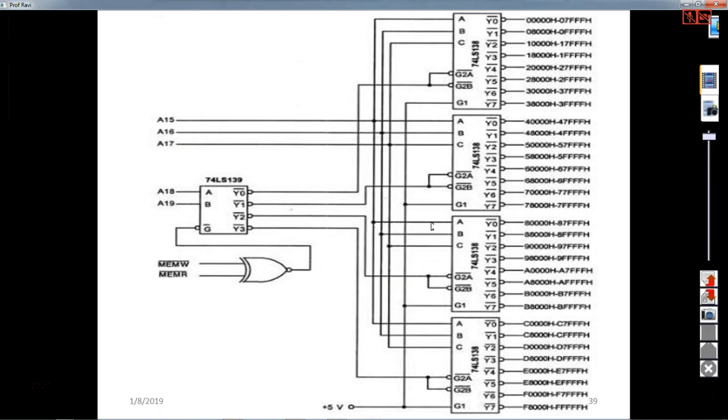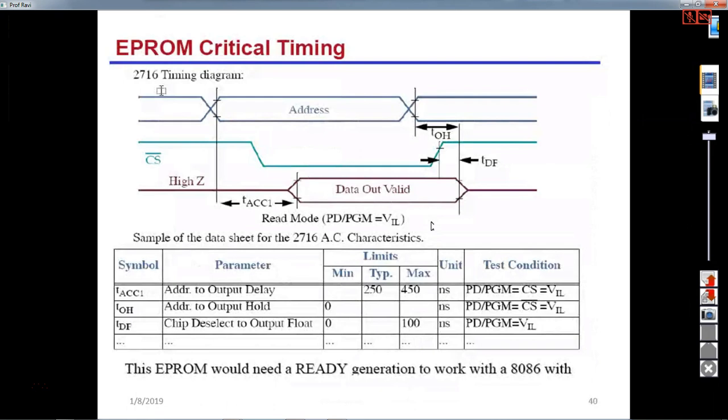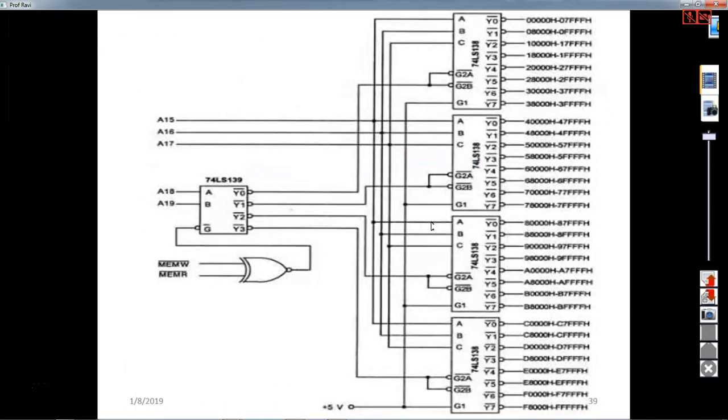Now let us take an example. This is about dynamic RAM interfacing. Dynamic RAM or SRAM, both you can interface this way. Here you can use the 74LS139 as a decoder IC, and again each one can be of 2, and then memory read and memory write is what you can give.